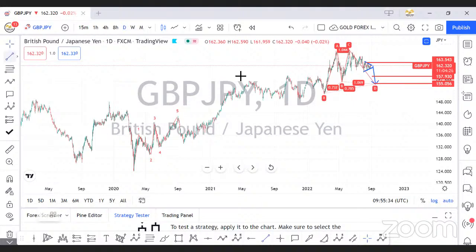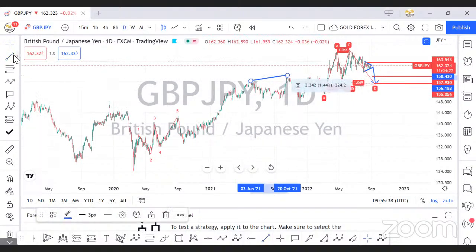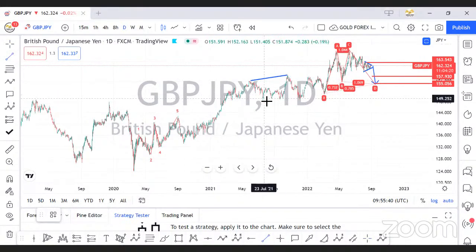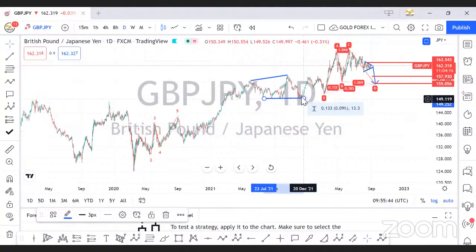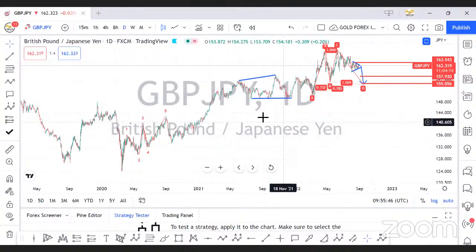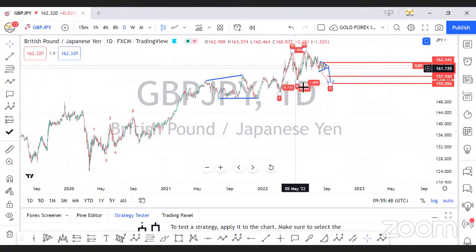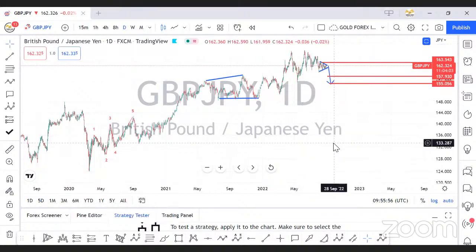The wave three formed the flat correction. You can see over here wave three, and wave four. So 1, 2, 3, 4, 5, wave five. So wave five is over here. I think this will be wave five.